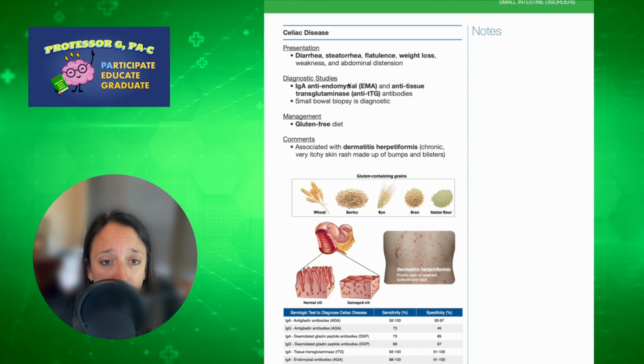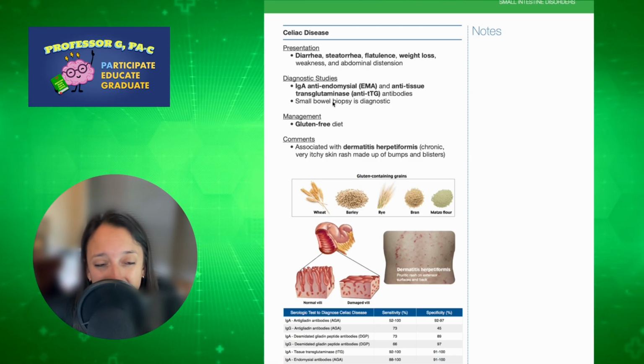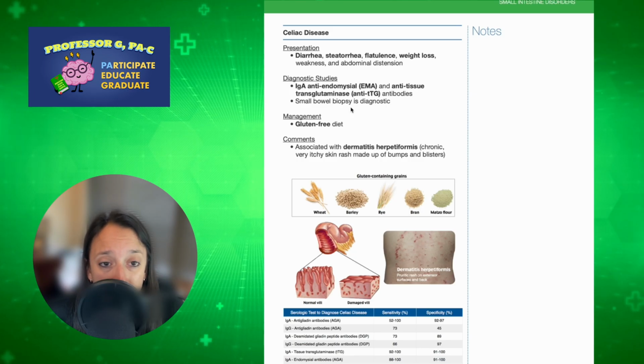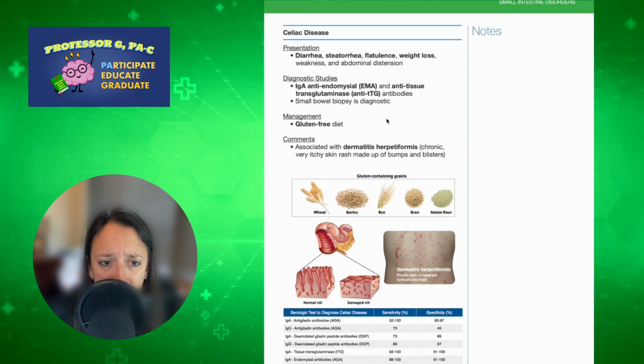We're going to look for two things, really. The best is going to be the TTG-IgA, and the EMA as well can be positive. These are the serologies that we're going to do for this. But the best test, the most accurate, is going to be the biopsy of the small bowel. Okay, and do that via EGD.